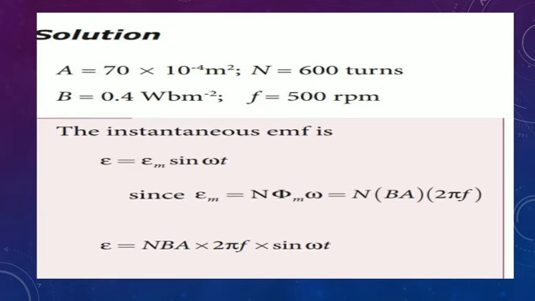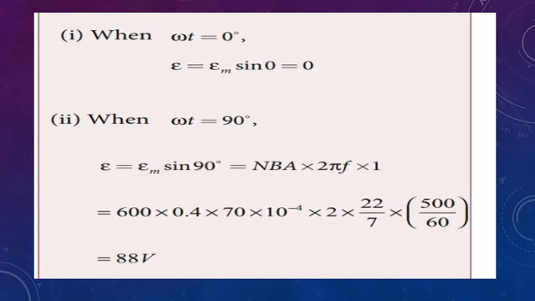Therefore, if this sine 0 value is substituted in this formula, N B A into 2 pi f into 0, anything into 0 you will get 0. That's why E is equal to 0. Therefore, when the coil is perpendicular to the magnetic field, there is no instantaneous EMF, the EMF is 0. Okay students, right?